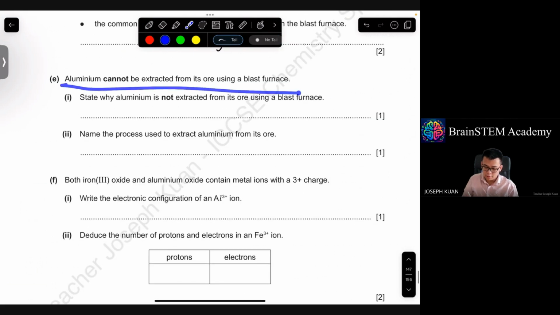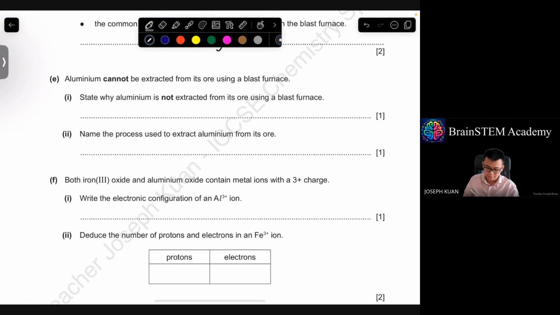Next, aluminium cannot be extracted from its ore using the blast furnace. Why is it not extracted from its ore using a blast furnace? Because aluminium is more reactive than carbon. So it couldn't react. If you take aluminium oxide with carbon, that will fail to react. Name the process used to extract aluminium from its ore. There will be electrolysis. Let's move on.